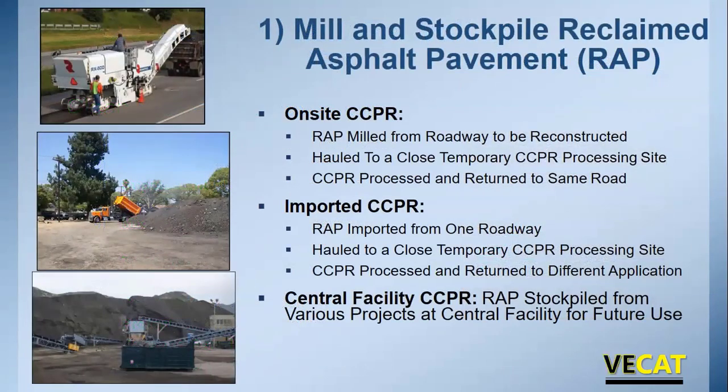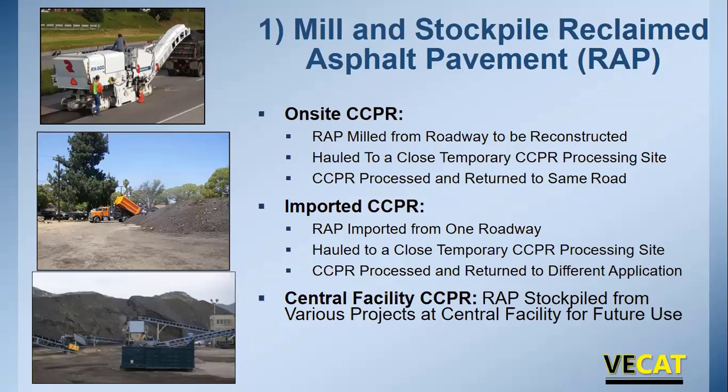So, to start off, there are basically three different ways you can do cold central plant recycling. There's what we call on-site CCPR, where we take RAP that's milled from the roadway to be reconstructed, haul it to a close temporary processing site, process it, and return it to the same road. This is used occasionally when you can't get in with the equipment to do an in-place recycling project, but we've seen it done a little more often where I'll combine CCPR with cold in place, or CIR, to allow me to treat a deeper section.